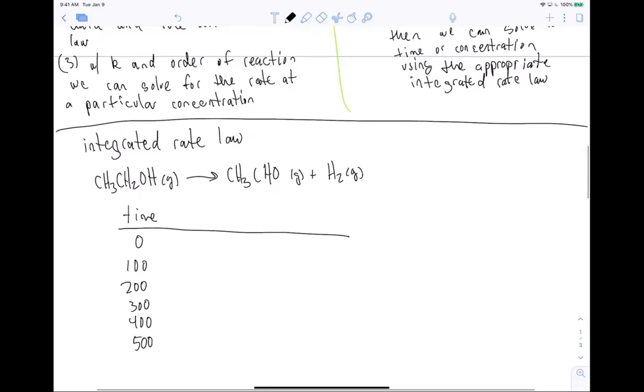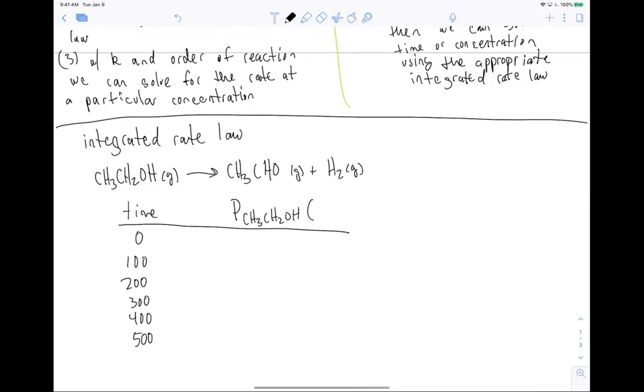And let's say that you're given, so we're dealing with gases here, which is fine, it's the same idea. So initially you start out with a pressure of 250 torr.